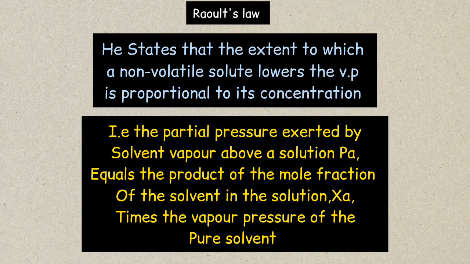So that is the partial pressure exerted by the vapor above the solution after they have mixed together. The one we would actually take is that of the solvent over the solute. So we call it partial pressure. The partial pressure exerted by the solvent over the solute, that's Pa, is equal to the product of the mole fraction, which means the amount of mole will determine how much it will lower, like we said, times the vapor pressure of the pure solvent.